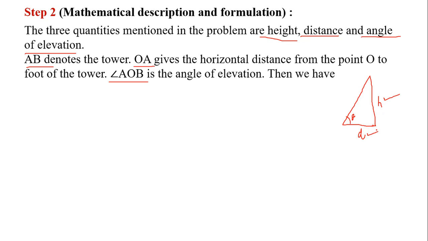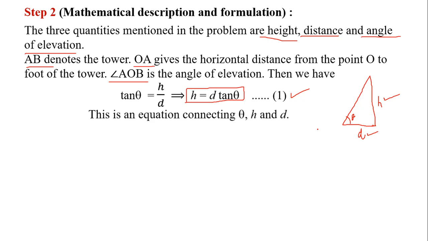So which trigonometric ratio is connected with this one? That is tan theta. So tan theta is equal to H by D. From that we will get H is equal to D tan theta. Let it be equation number 1. Now the value of D is also given, that is 450, and theta is also given, 45 degree. This is the equation connecting these three quantities, that is height, distance and angle.